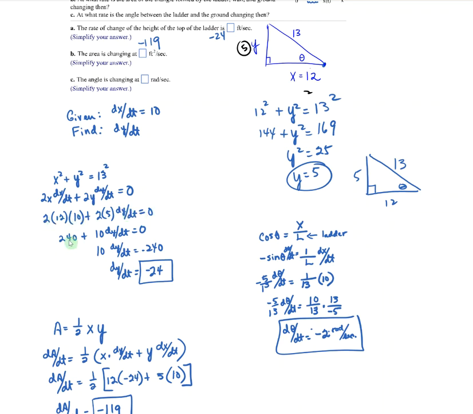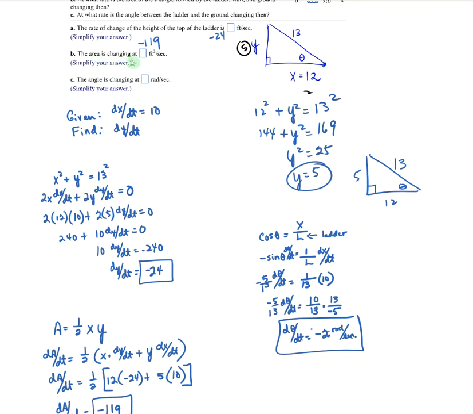So multiply here, you get 240, you got 10 dy/dt, subtract the 240 and divide by 10 and you get negative 24. That should make sense because it's sliding down, all right? That's the rate that it's decreasing. All right, so that is that piece.